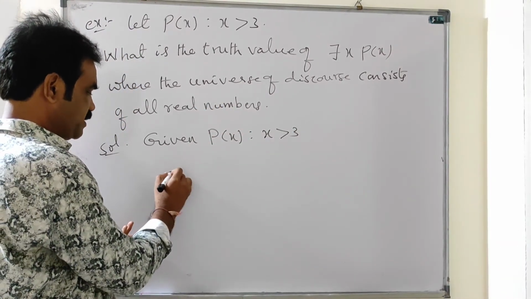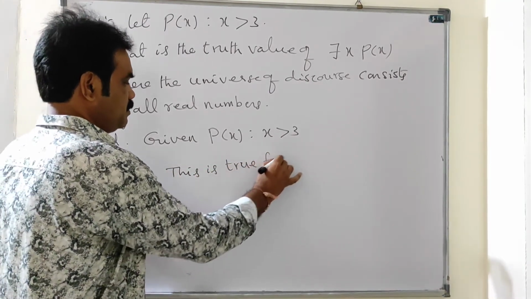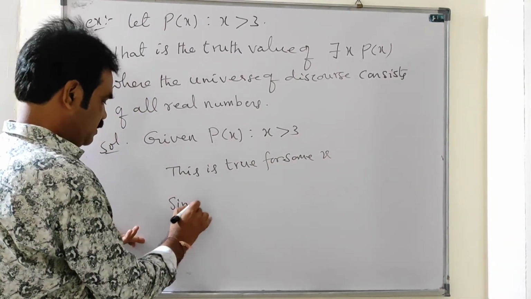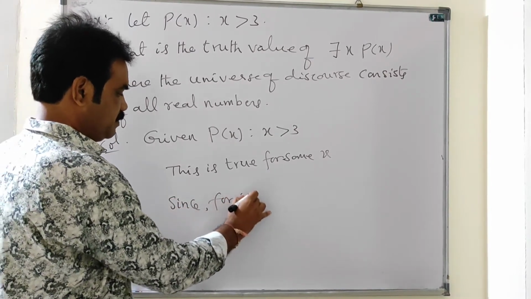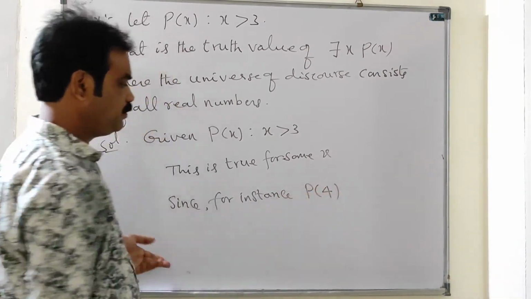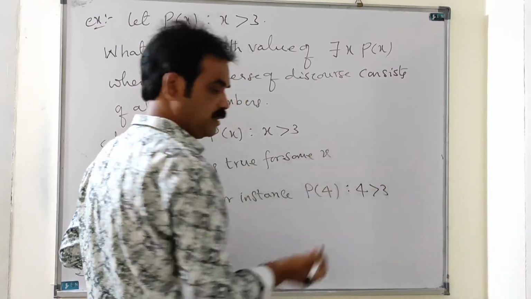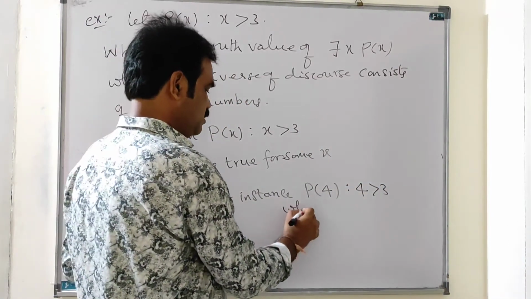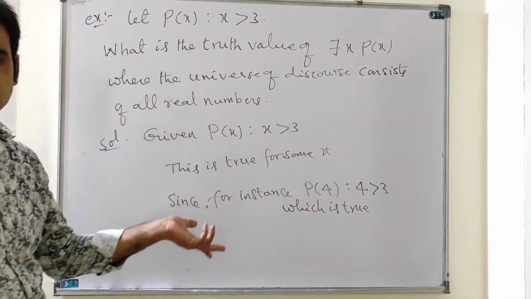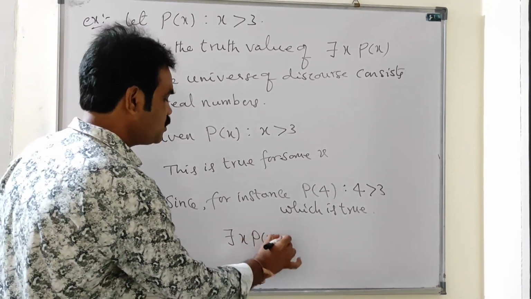This is true for some x, since for instance consider P of 4, that is 4 greater than 3, which is true. Okay, which is true. That means there exists an element x such that P of x is true, and hence the existential quantification there exists x P of x is true.